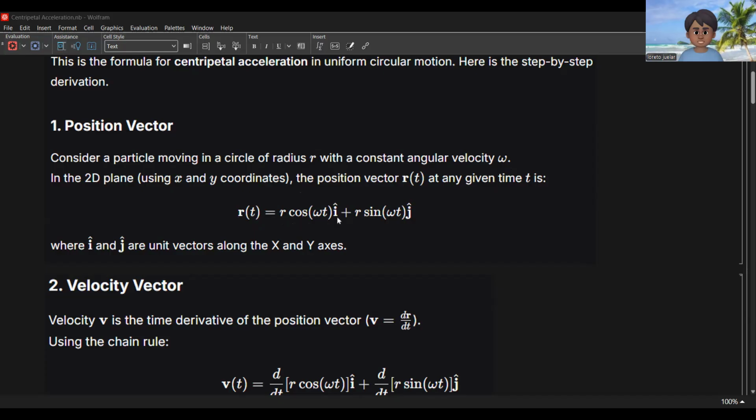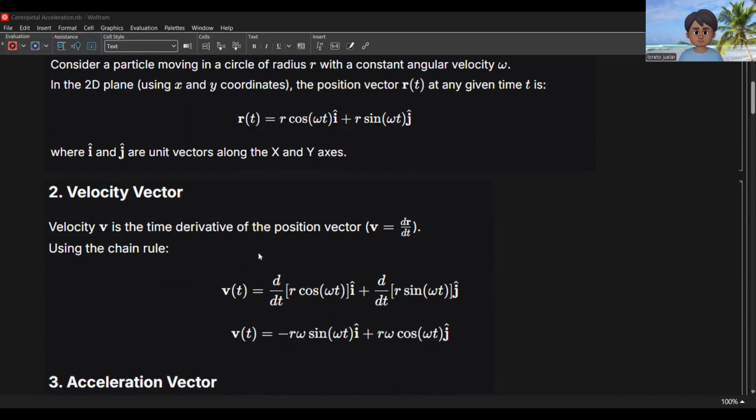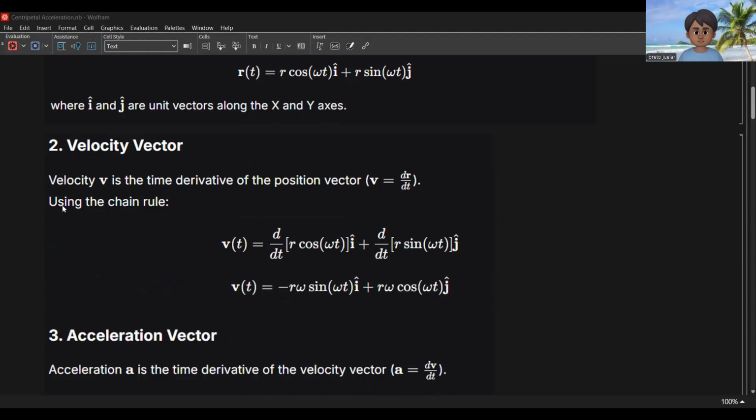times the unit vector along the x-axis, plus r times the sine of the angular velocity times the time, times the unit vector along the y-axis. Now j here is the unit vector along the y-axis, where i and j are the unit vectors along the x and y axes.